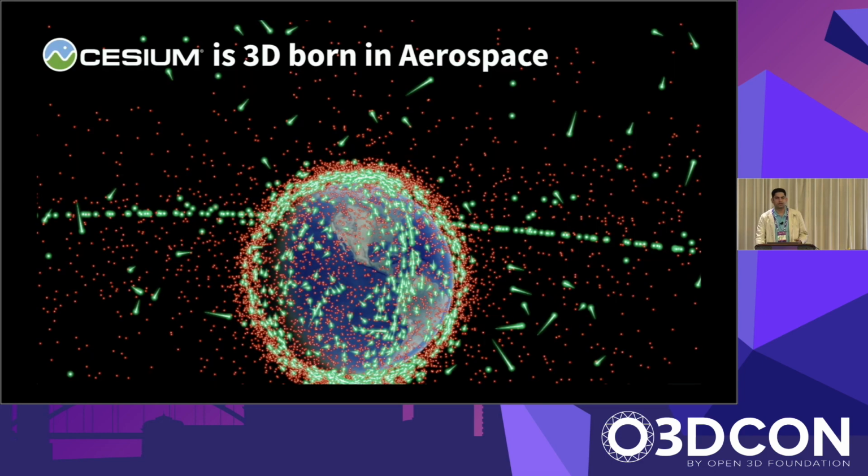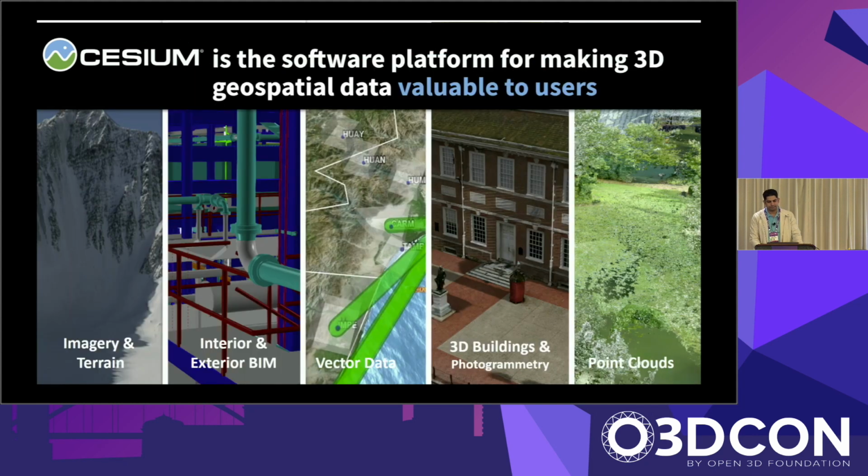So Cesium's history is born in aerospace. One of the first projects that Cesium was built for was to visualize satellites in space. And the reason I bring this up is because precision and accuracy all the way from space to the ground has always been at the heart of what we do. It's been a core requirement, and as we see going forward with the data capabilities that are being captured today, this is becoming more and more important.